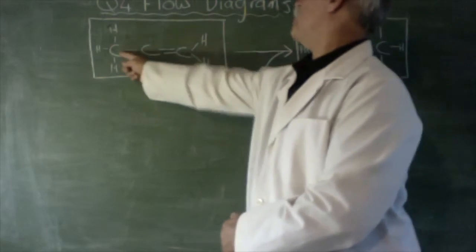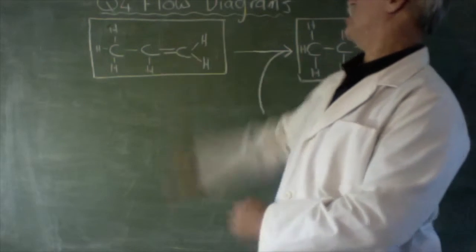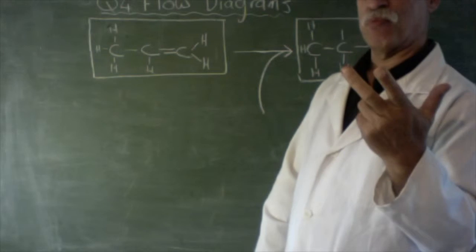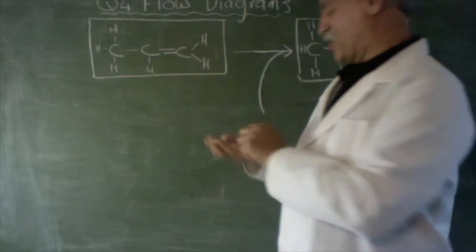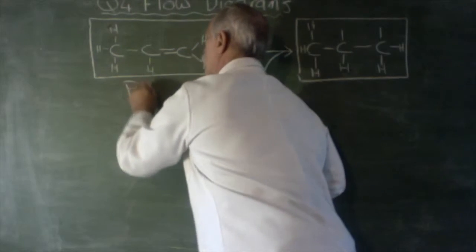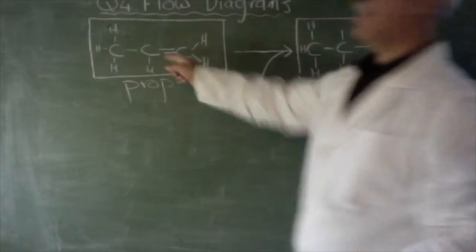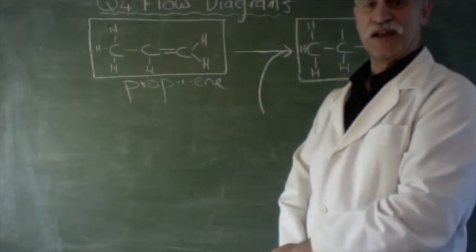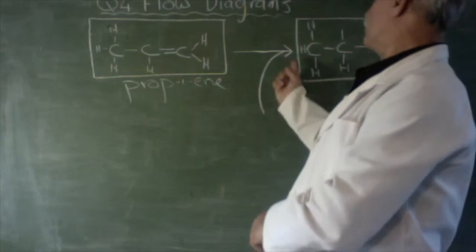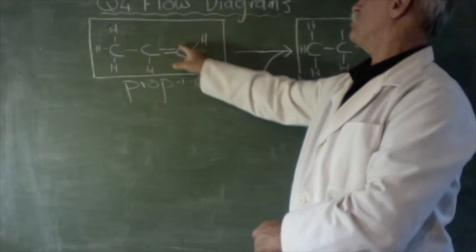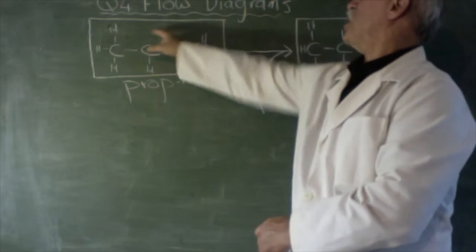So let's suppose we have a 3-carbon compound. It's got a double bond. What is it? Methane, ethane, propane. But it's got a double bond, so propene, or prop-1-ene. Anything with a double bond is an alkene. Propene. And let's suppose we break that double bond there. That bond goes up, that bond goes up.